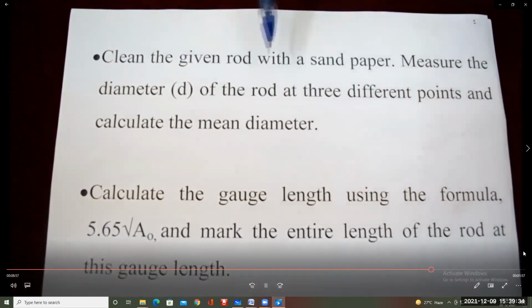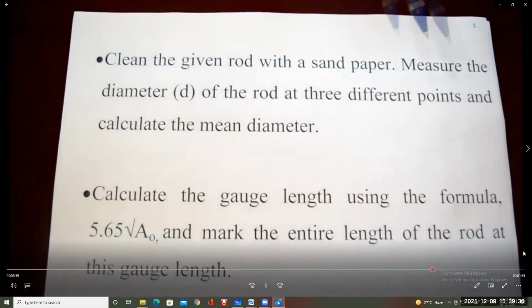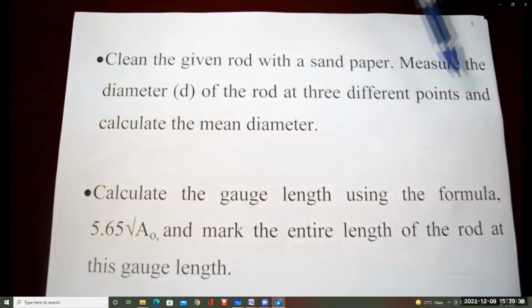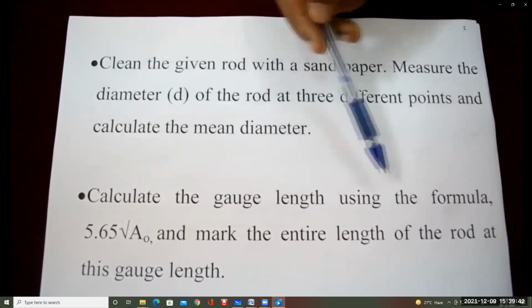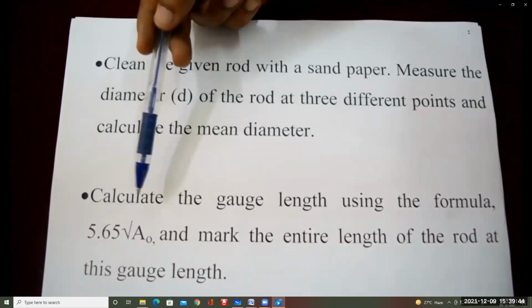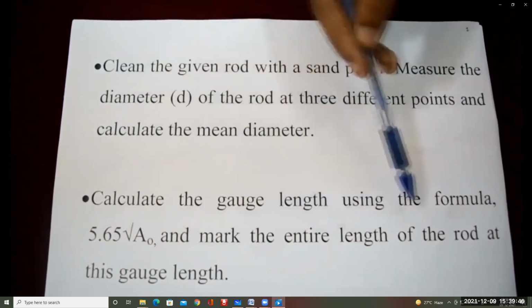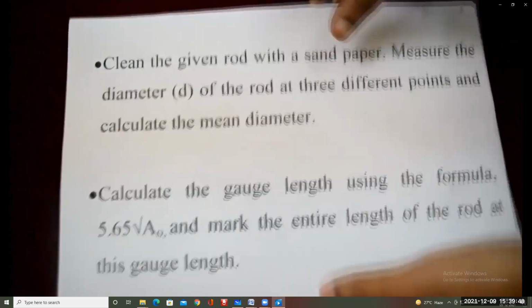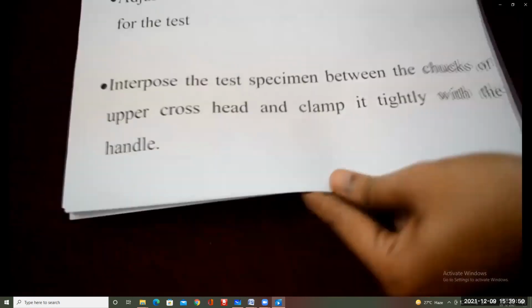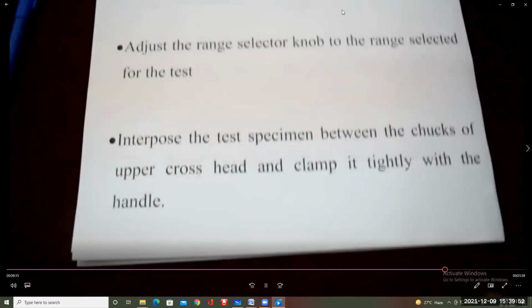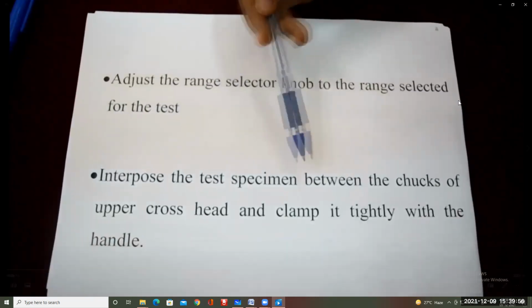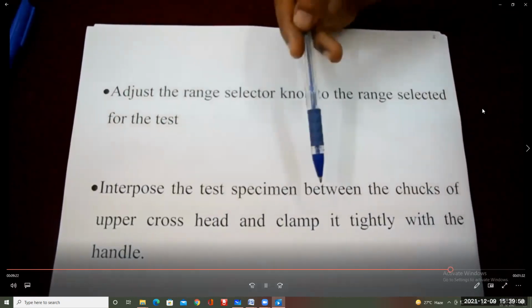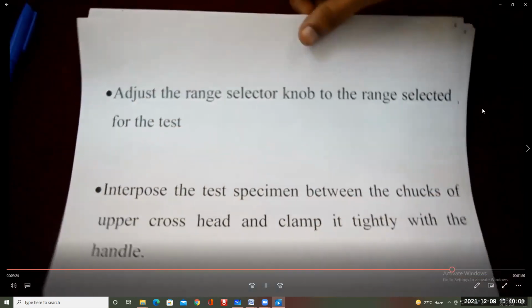First, clean the given rod with sandpaper, measure the diameter of the rod at 3 different points and calculate the mean diameter. Calculate the gauge length using the formula 5.65 root A naught and mark the entire length of the rod at this gauge length. Adjust the range selector knob to the range selected for the test. Interpose the test specimen between the chucks of the upper crosshead and clamp it tightly with the handle.